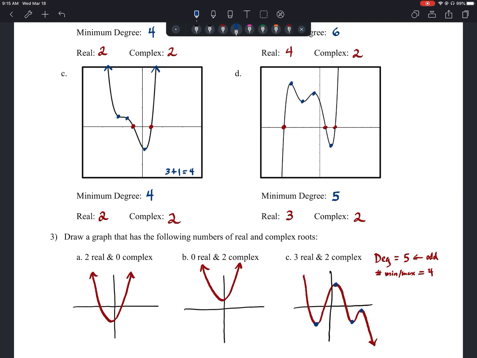Therefore, we have our 3 real roots, touches the x-axis 3 times, and then we still have another little bend in it there, which would account for our 2 complex roots. If you have questions, please make sure you contact me.